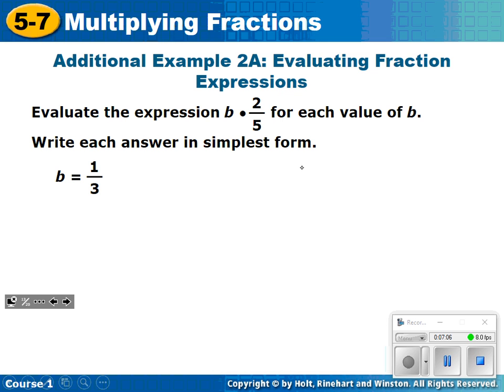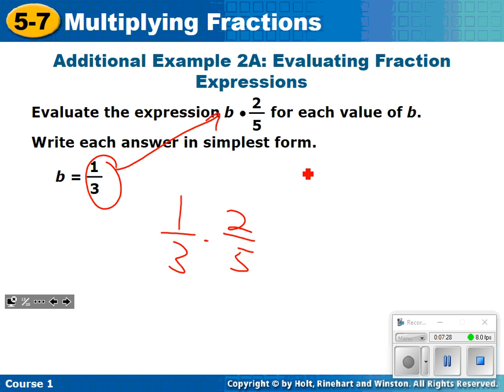You have problems that look like this. Evaluate the expression b times 2 over 5 for each value of b, and then write each answer in simplest form. Remember, all this is taking this number, b equals 1/3, and plugging it in there. So now you have 1/3 times 2/5. And there is no reducing. You can't. Nothing goes into 1 and 5 other than 1, and nothing goes into 3 and 2 other than 1. So we got 2 over 15 for that one. All right? Good with that?